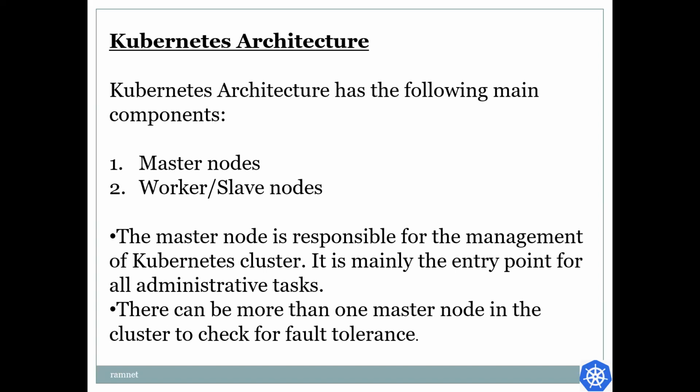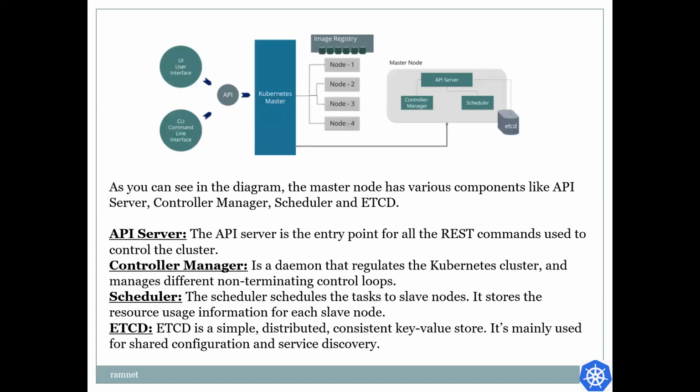Next. As you can see in the diagram, the master node has various components like the API server, controller manager, scheduler, and etcd. So this is an API server in the master node, and the controller manager, scheduler, and etcd. Which component is doing what operations, we'll see. The API server is the entry point for all REST commands used to control the cluster. It's coming from here.